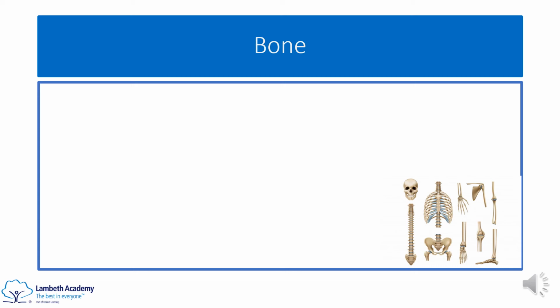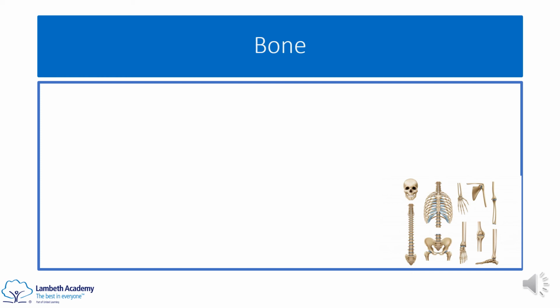Calcium salts give the bone the hard texture. So when we're thinking about this, our collagen fibres stop the bone from breaking easily, and they are on the inside. Then our calcium salts wrap themselves around the collagen fibres, and they give the bone its hard texture.